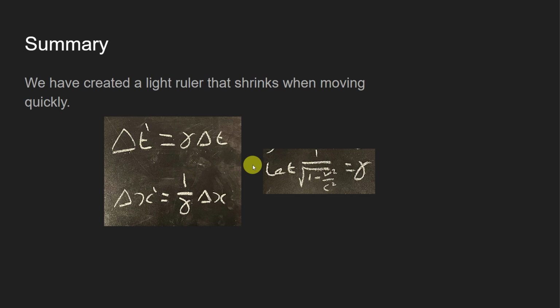Fairly small lecture, but it'll be important because now we've got a way to lengthen and contract time and a way to lengthen and contract lengths. And we've also started using gamma instead of 1 over the square root of 1 minus v squared over c squared.